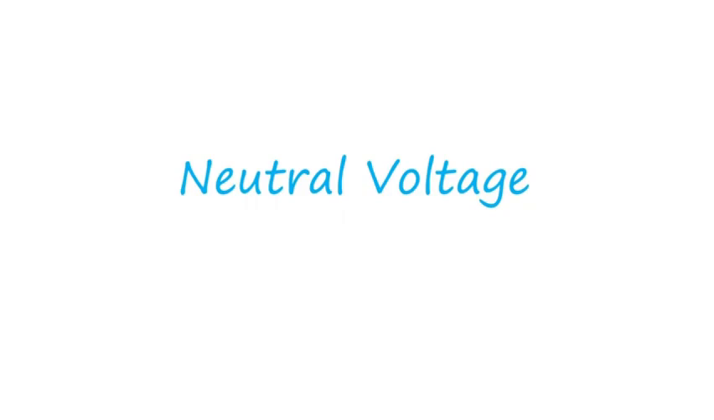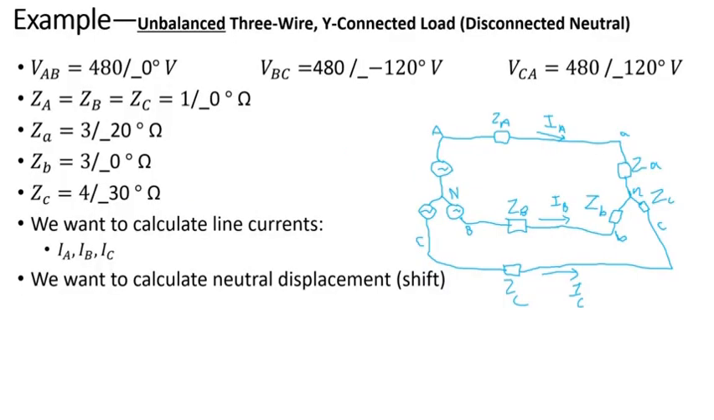In this video, I'll talk about neutral voltage. So when you have a Y and the neutral is not grounded, and especially if you have unbalanced load, for instance, what happens to the voltage from the neutral to ground? I'll demonstrate this through an example, that way it makes more sense.